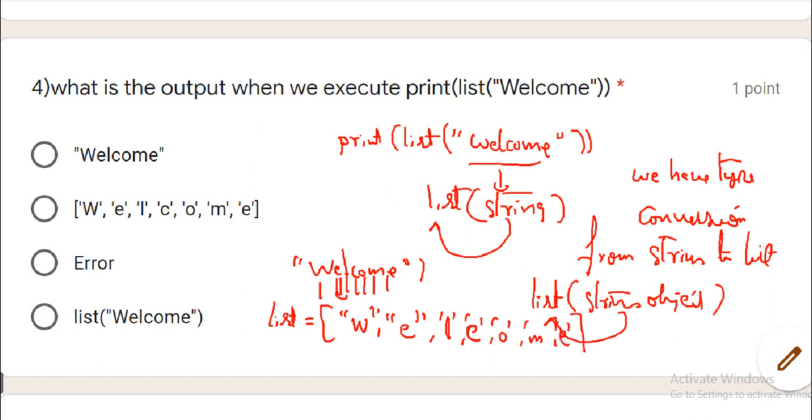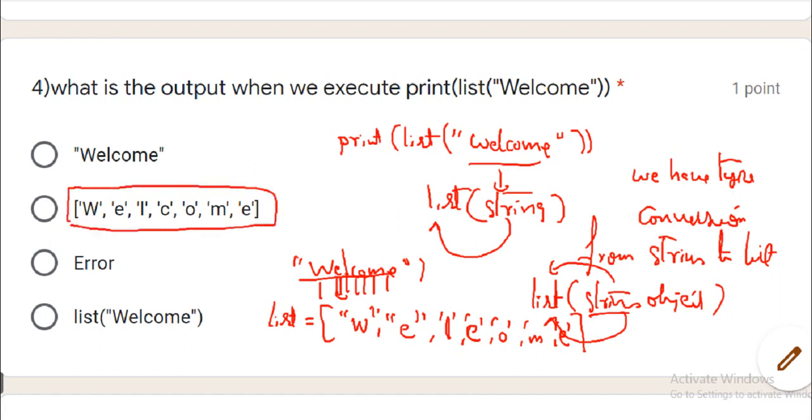So how will the elements be added into the list? The sequence of characters in the string will be added as individual elements in the list. Welcome is a string, so there are 7 characters. Each character will be added as an individual element in the list object. So with the help of list of string, we can convert the string into a list object.